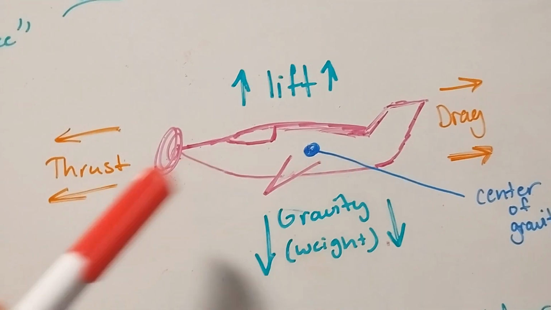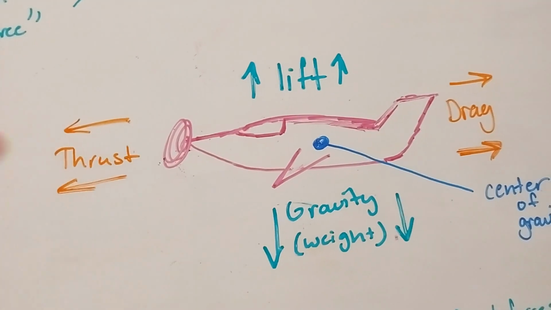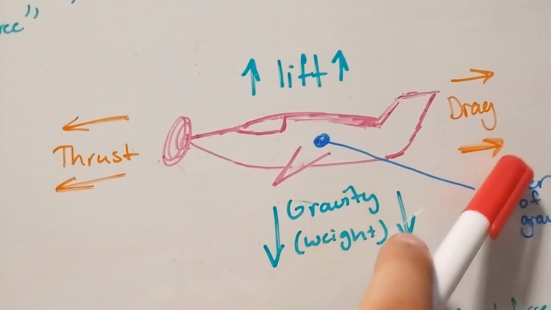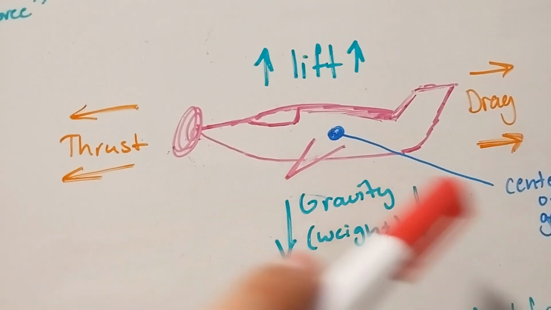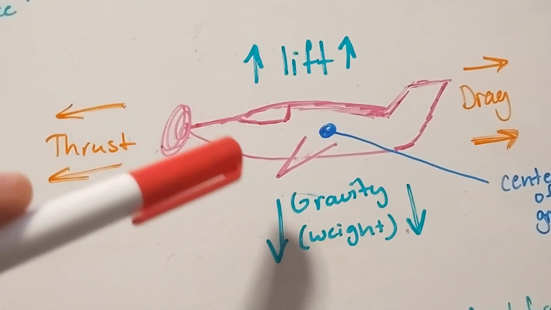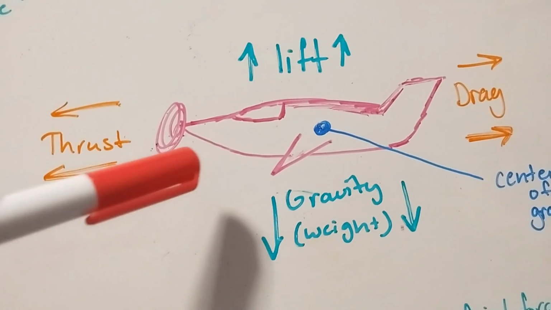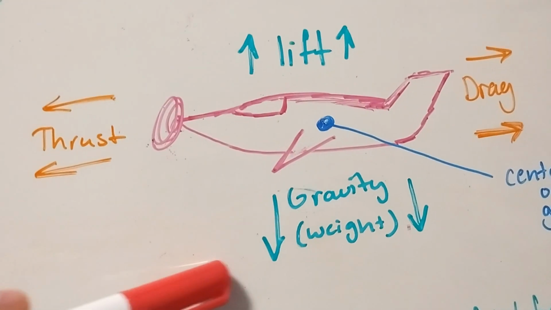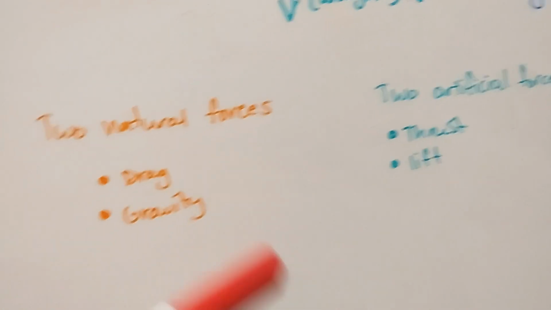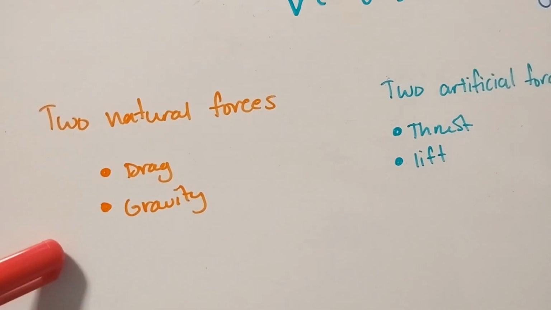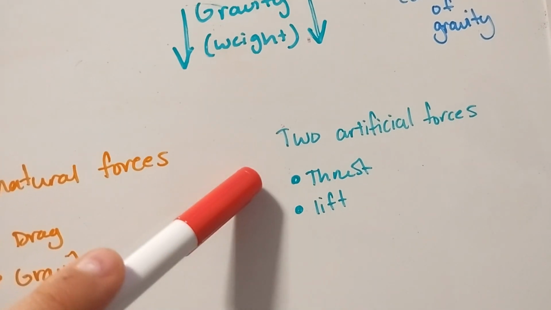And what I meant by opposing force is that they each have something that works against each other. So what works against thrust is drag. Because thrust is trying to bring us this way, drag is bringing us that way, opposite. And then gravity is making us fall down, and lift is bringing us up. So, opposing forces. Alright, now the two natural forces and two artificial forces. The two natural forces are drag and gravity, and the artificial ones are thrust and lift.